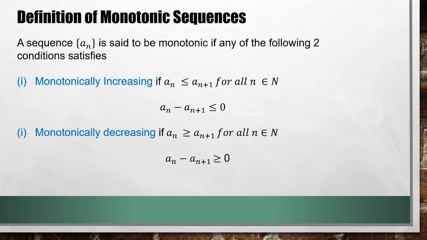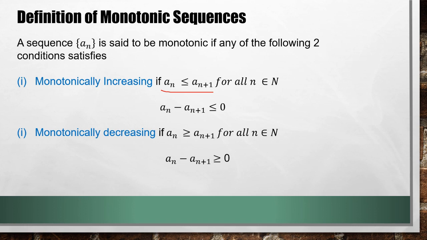Hi, in this video, I am going to discuss monotonic sequences. A sequence a_n is said to be monotonic if either of the following two conditions is satisfied. First, if the term a_n is less than or equal to its next term a_(n+1) for all n element of natural numbers, then the sequence is monotonically increasing.